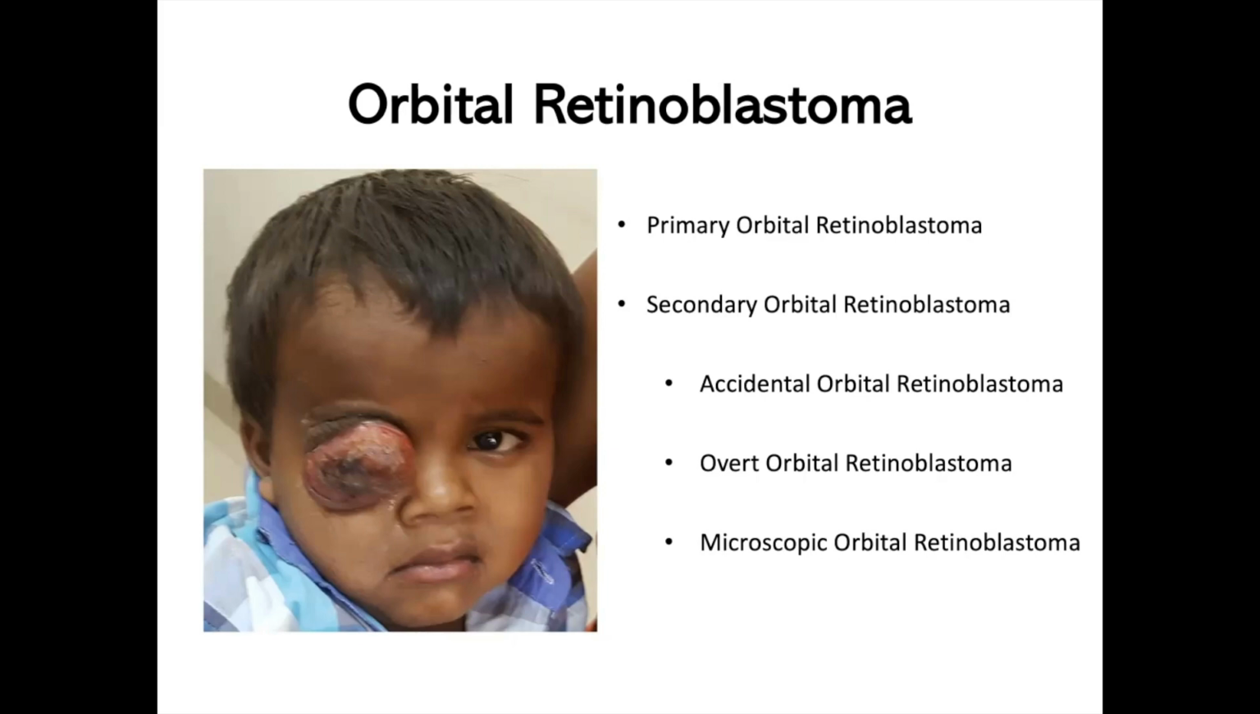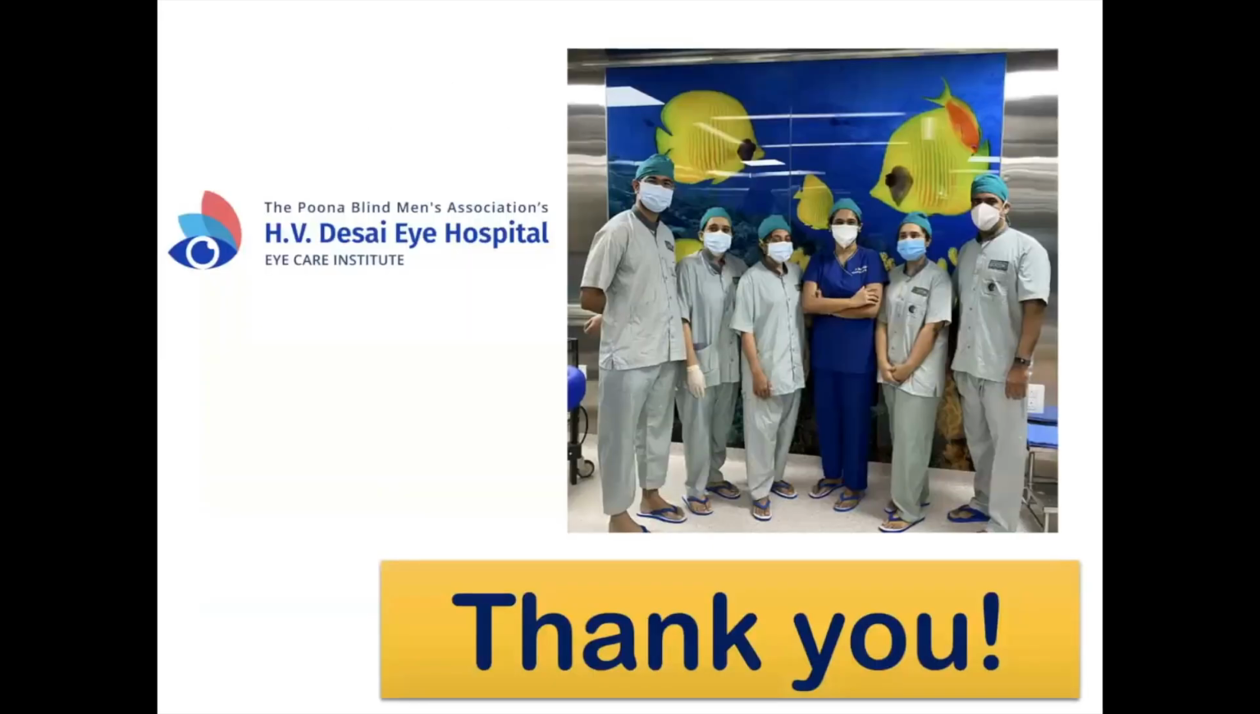Overt orbital retinoblastoma is when the extraocular extension is detected at the time of enucleation surgery in a case of presumed retinoblastoma. Microscopic orbital retinoblastoma is when the margins of resection of the enucleated eye are positive. So this completes the first part of my presentation. The second part will cover the management of retinoblastoma.